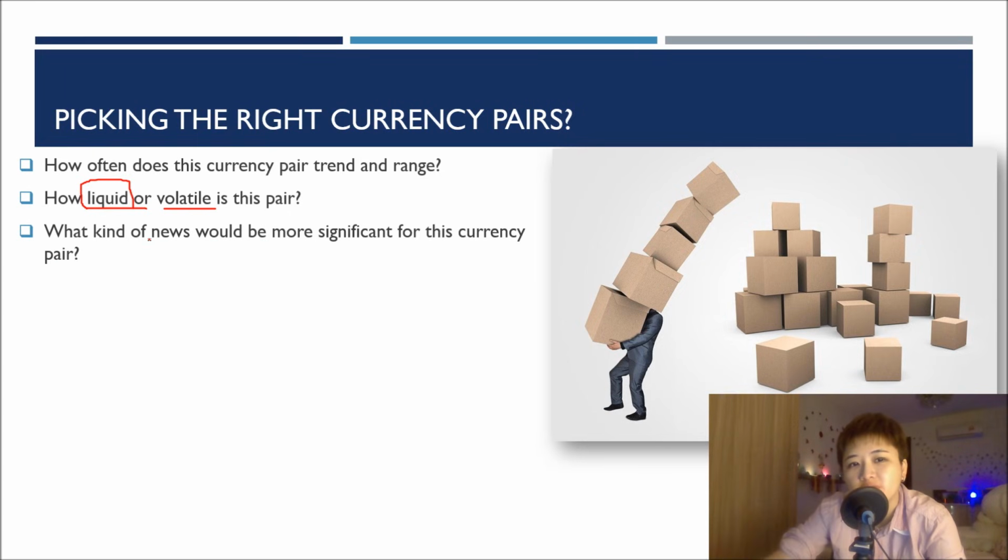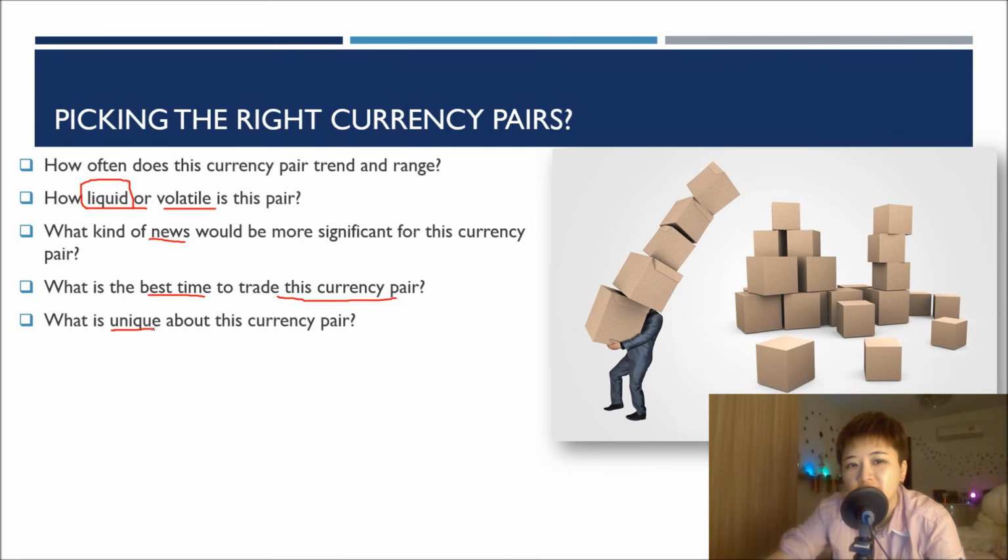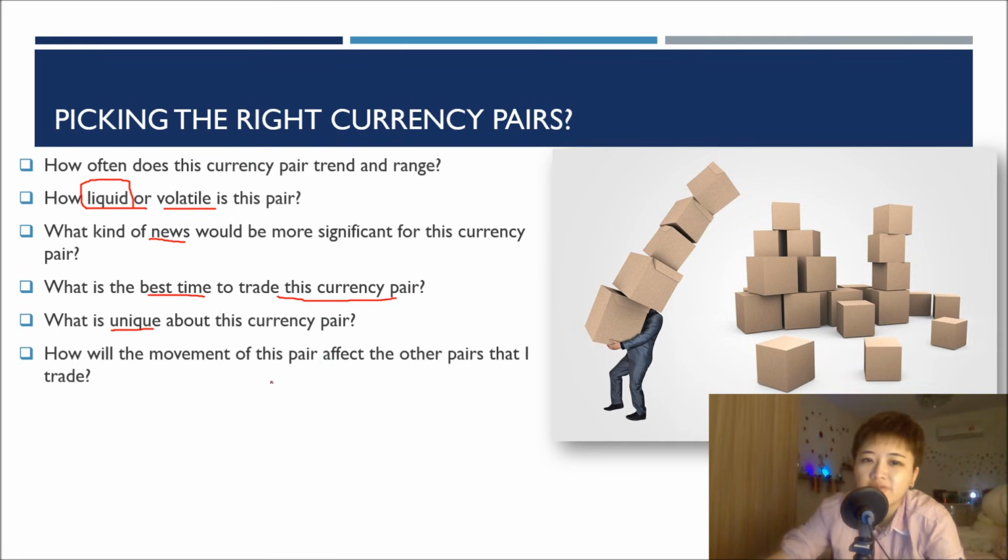You need to also know what kind of news would be more significant for this currency pair. What is the best time to trade this currency pair? You gotta know this too. What is so unique about this currency pair? How will the movement of this pair affect the other pairs that I trade? This means that you need to understand the correlation.